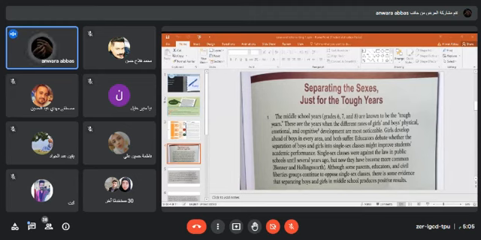More elaboration about the thesis statement. How, why the separation of boys and girls will produce a positive result in high school or in the middle school.